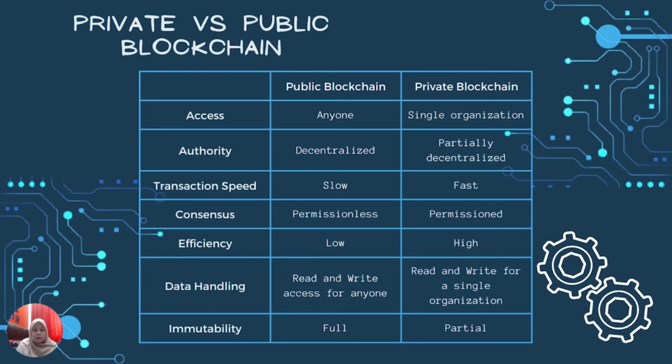Next, I will talk about private versus public blockchains. First, access: public blockchains, anyone can access it, but private blockchains, a single organization. Second, authority: public blockchains are decentralized, but private blockchains are partially decentralized. Transaction speed: public blockchains are slow, but private blockchains are fast.